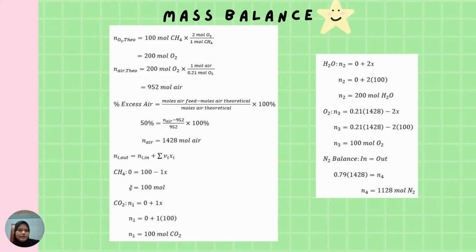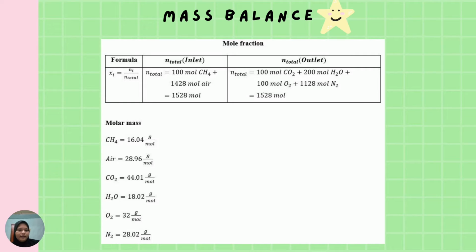Next, first I find the theoretical mole of the air and I use this formula to find the mole of air in this stream. And next, I use the formula below to find the mole of the compound in the product stream. Next, I find the mole fraction of the inlet and outlet. So this is the formula, and this is the molar mass of the compound.